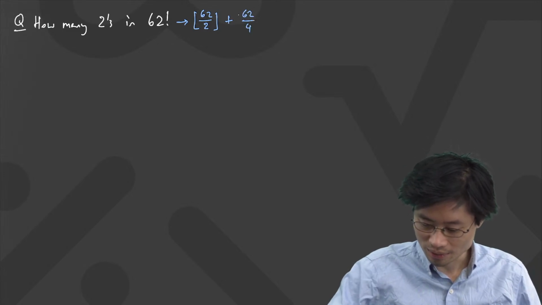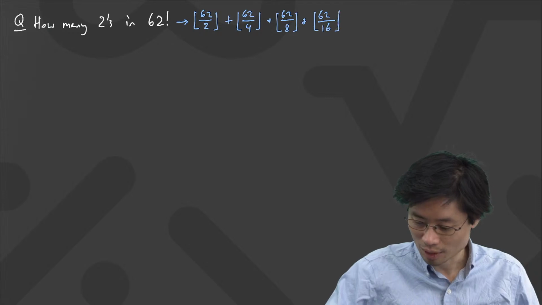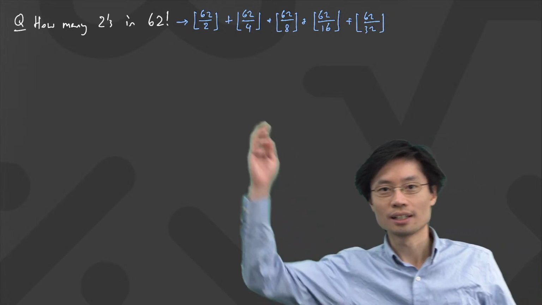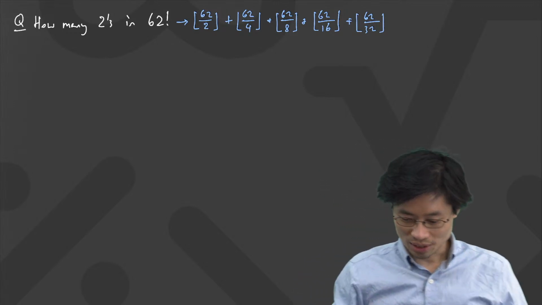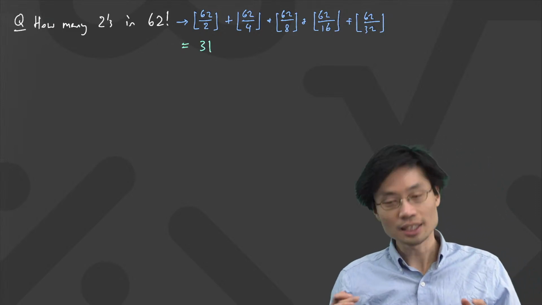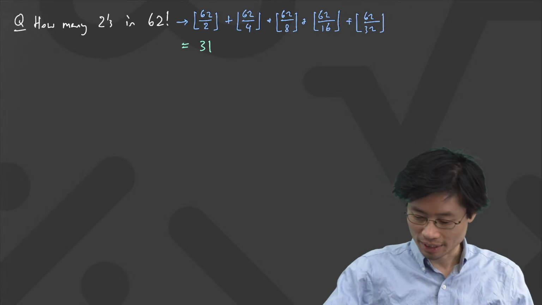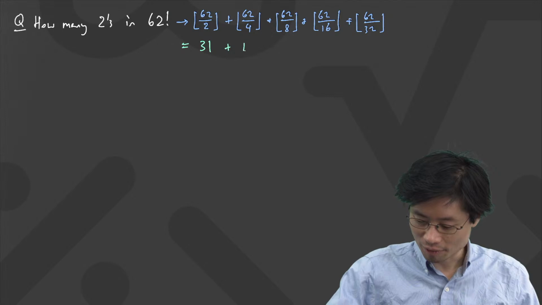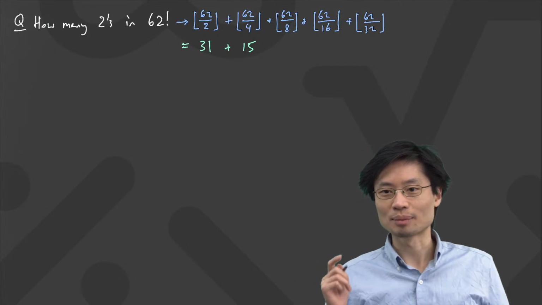62 over 2, round down, plus 62 over 4, round down, plus 62 over 8, round down, plus 62 over 16, round down, plus 62 over 32, round down. Okay? And this is for the same reason that the counting 5s was okay. Well, let's do it. 62 divided by 2 is 31. 62 divided by 4, 4 times 15 is 60, so it's 15 and a half. 62 divided by 8. 8 times 7 is 56.